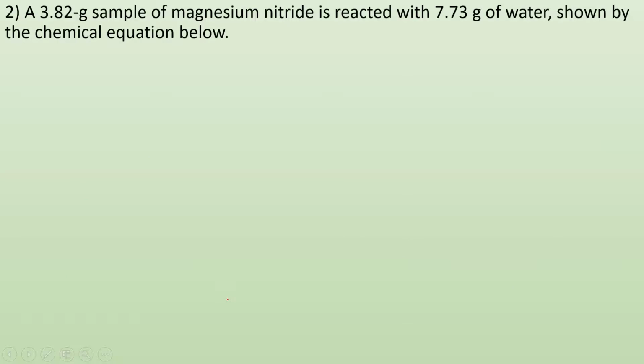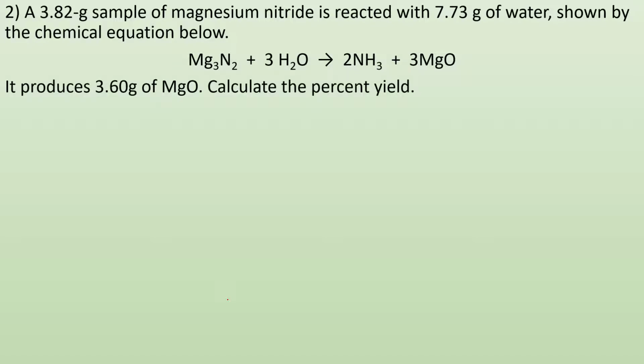All right, next problem 2. A 3.82 gram sample of magnesium nitride is reacted with 7.73 grams of water, shown by the chemical equation below. And there it is. It's already balanced for us, so that's great. It produces this much magnesium oxide. Calculate the percent yield. All right, if I'm trying to get percent yield, I need to know what my theoretical yield is going to be. If I need to figure out my theoretical yield, I need to know which one of those reactants I'm going to run out of first. So this is going to be my roadmap.